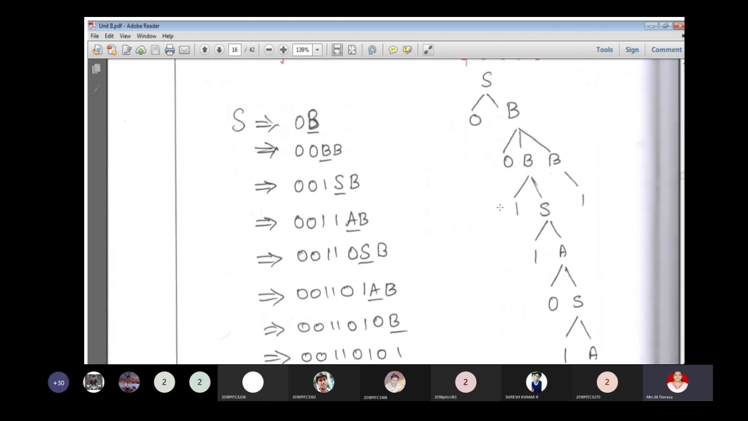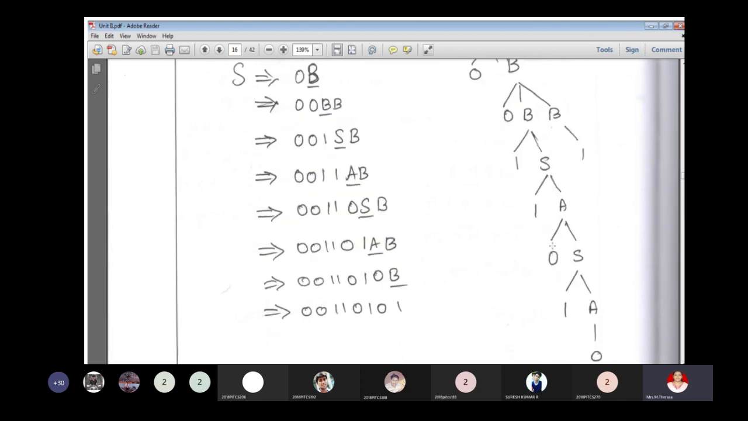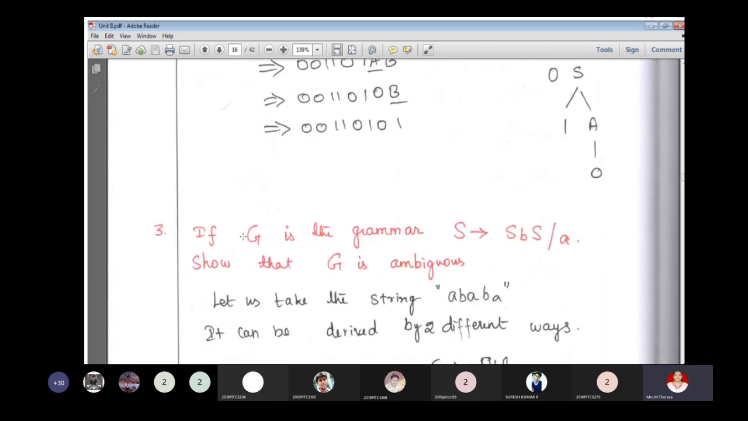So, yield of the tree. Always you have to collect the leaf nodes from left to right. So, when you collect the leaf nodes from left to right, we are able to read 0, 0, 1, 1, 0, 1, 0, 1. So, this is the string to be obtained. Clear? Okay.